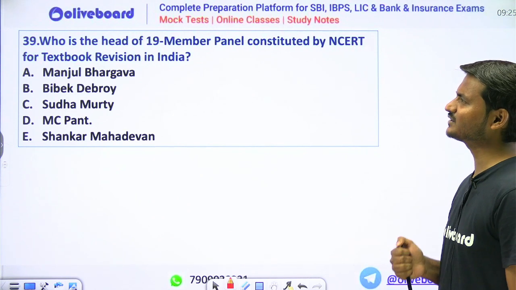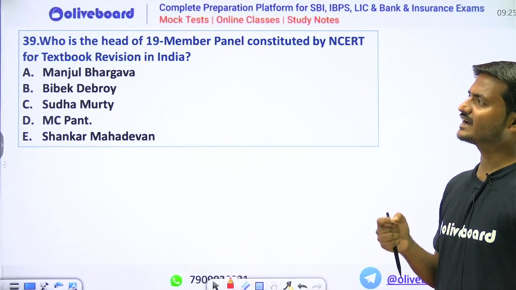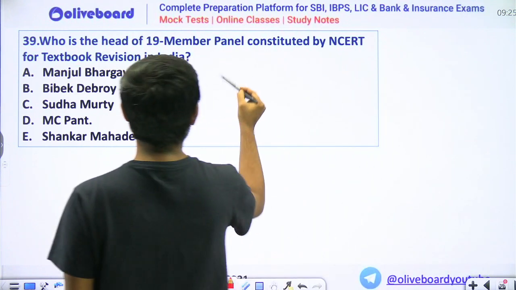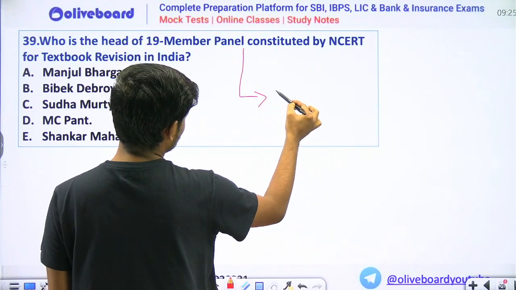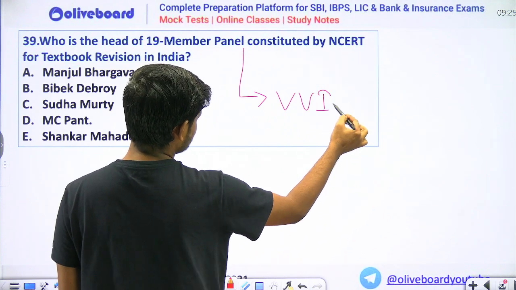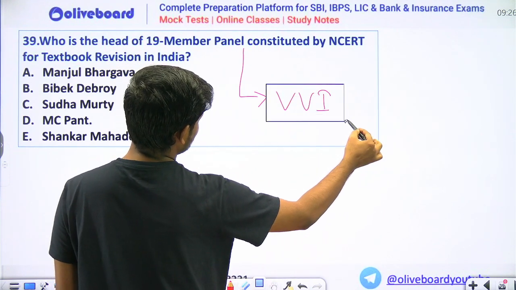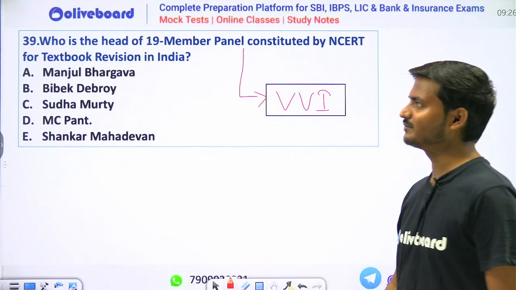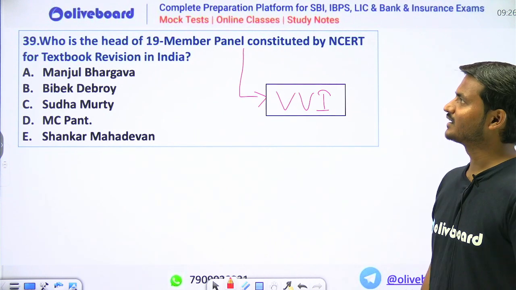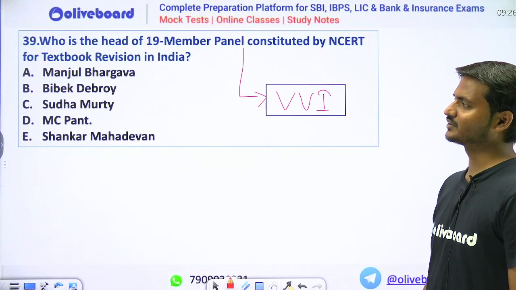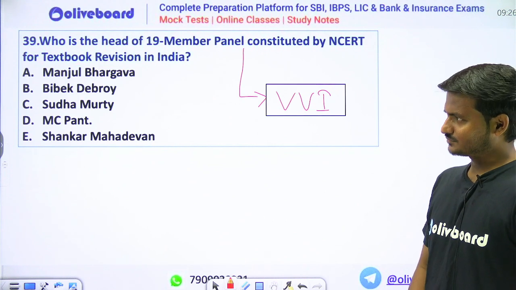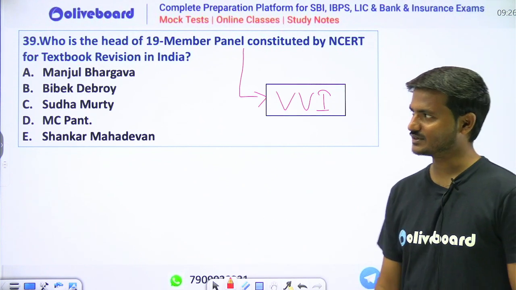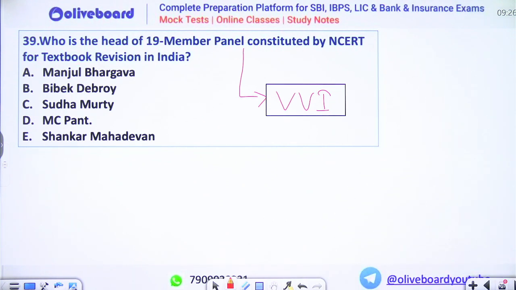Who is the head of the 19-member panel constituted by NCERT for textbook revision in India? Again a very important question, again a VVI, because books create students, students create the future. From an exam perspective, it is a very important question. The options are Manjul Bhargava, Vivek Debroy, Sudha Murty, Shankar Mahadevan and MC Pant.